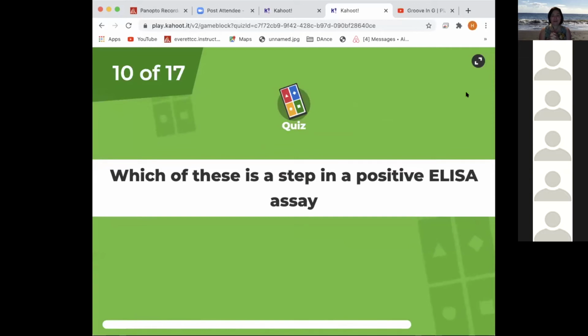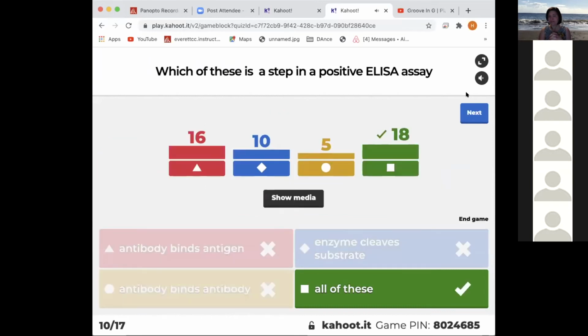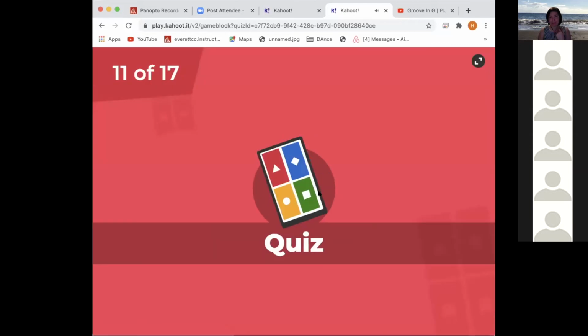Which of these is a step in a positive ELISA? So yes, all of these steps. So the first thing that happens is the antibody binds the antigen. That's the primary antibody. The second is the secondary binds the primary. Antibody binds antibody. And then that secondary antibody brings in the enzyme, and then you add the substrate and it cleaves or does not cleave it.